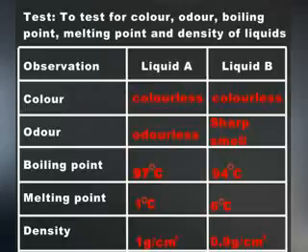I think liquid A is water because it is colorless, odorless, has a boiling point of 97 degrees Celsius, melting point of 1 degree Celsius, and the density of 1 gram per cubic centimeter. Yes, I agree with Susie. You two are correct. Remember, we will still need to do the chemical test for water.